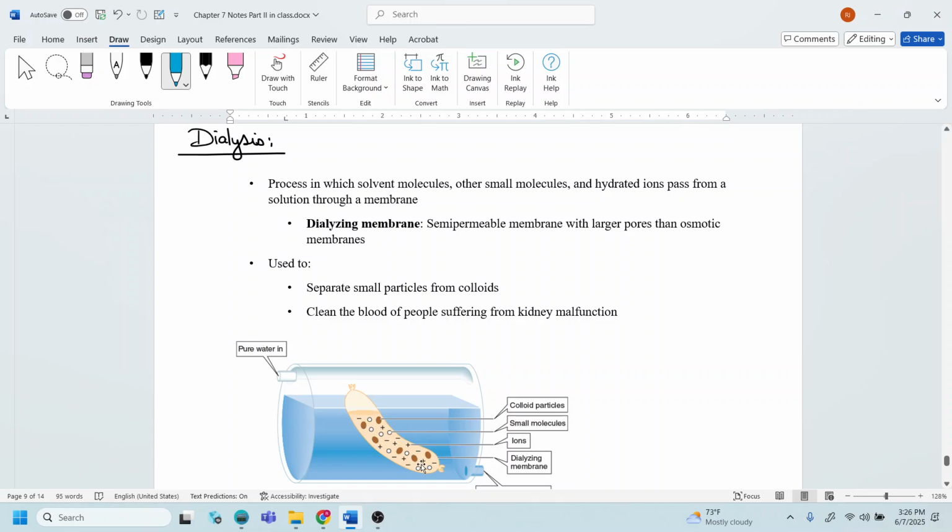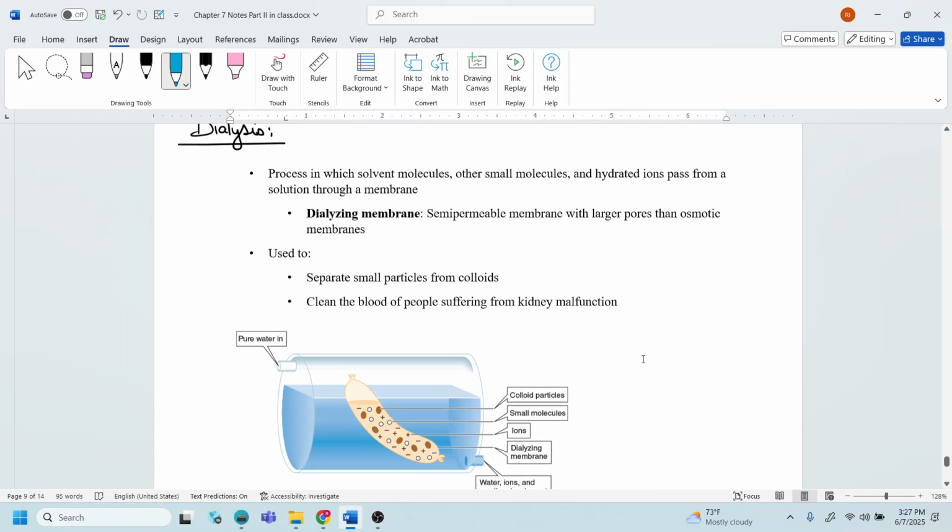Why do we use dialysis tubes? We use dialysis tubes to separate the small particles from colloids. So here we have a colloid, we have a small particle that we want to get rid of. So we put them in dialysis tubes. Now the tubes are different, they have different size pores. So depending on the size of the pore that you choose for the dialysis tube, we can get rid of those small ions and small molecules, and they can get out of the dialysis tube and be in the solution. This is the process that normally is used to clean the blood of people suffering from kidney malfunction.